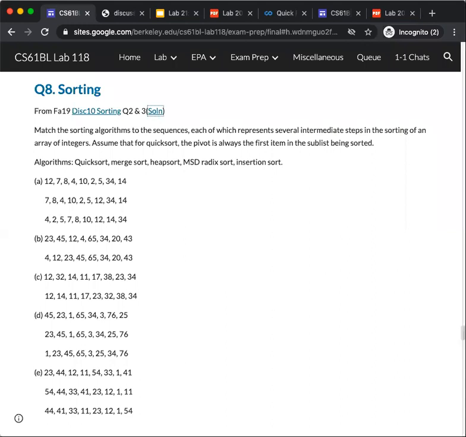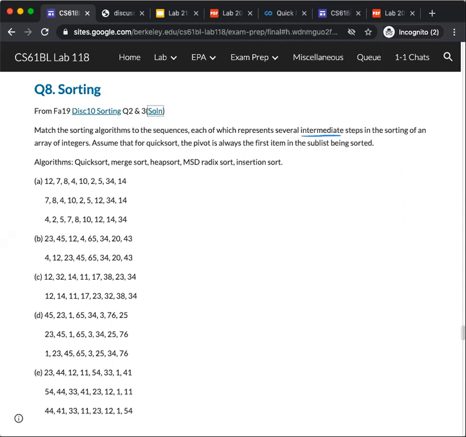So for the first part, it's going to be determining which sorting algorithm matches which particular sequence. Each of these parts, A through E, represents several intermediate steps, so not necessarily the beginning or end, and they may not be consecutive either. A trick for approaching these types of questions is to spot the defining characteristics of each sorting algorithm.